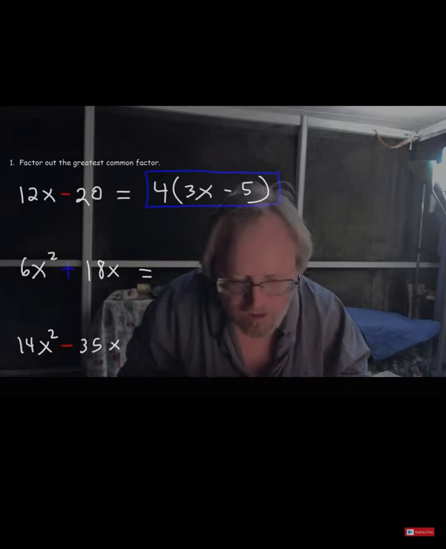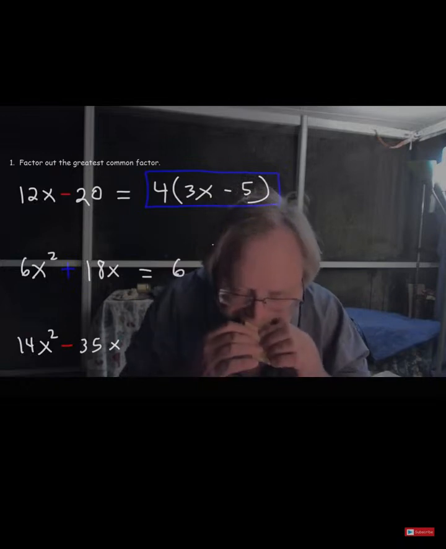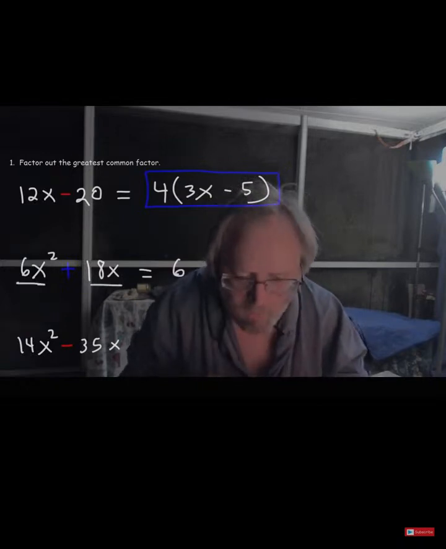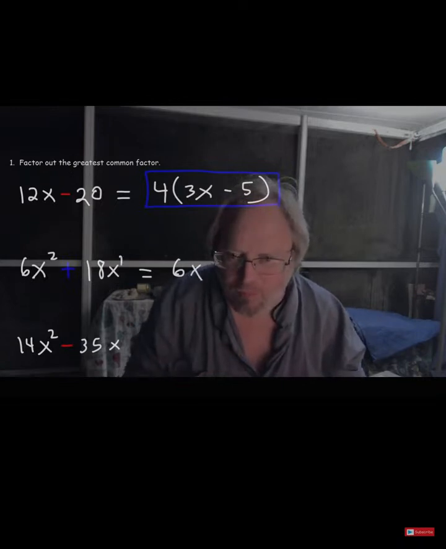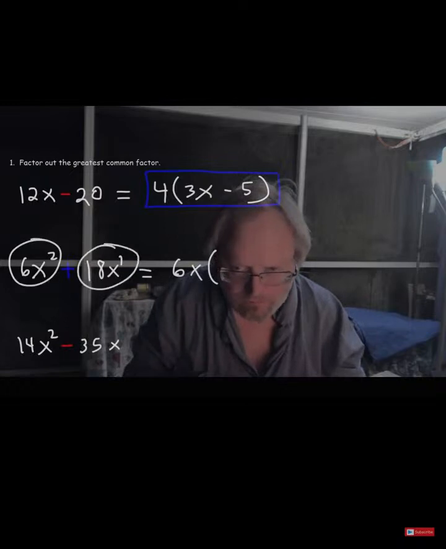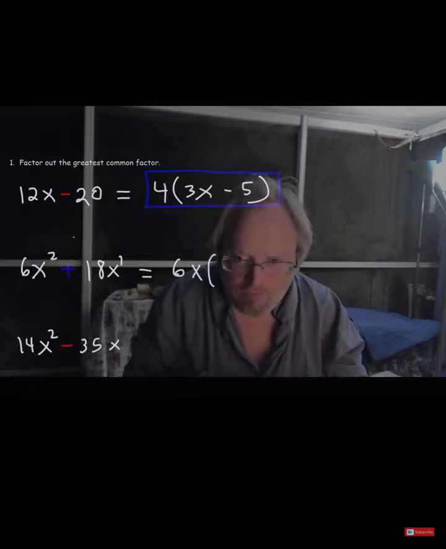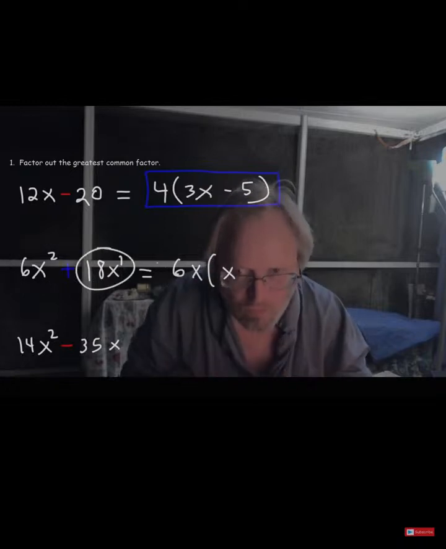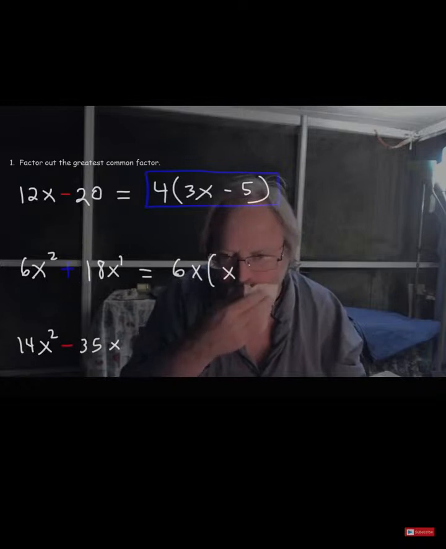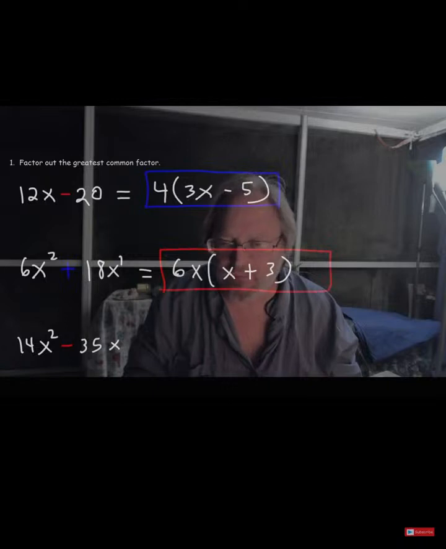6 and 18 are both multiples of 6. So we can take out a 6. Now, both of these terms contain at least one x variable, so we can take out an x. Each of these terms is divisible by 6x. 6x squared divided by 6x is x. 18x divided by 6x is positive 3. So this is the answer. It's 6x times x plus 3.